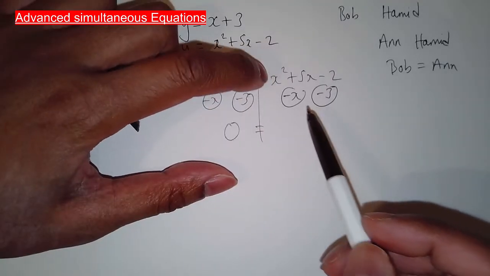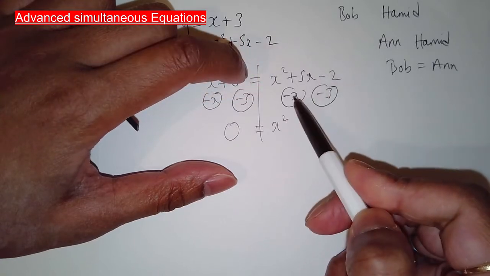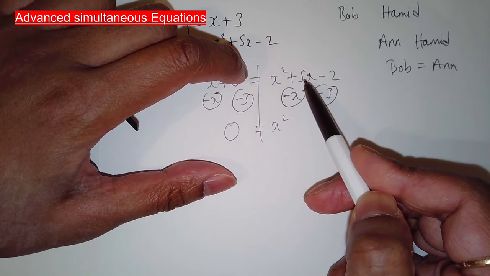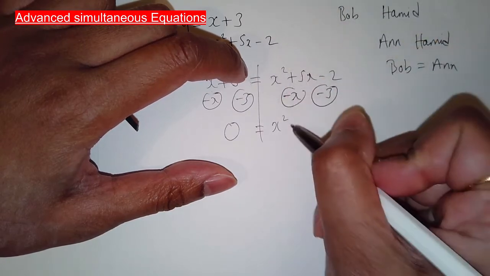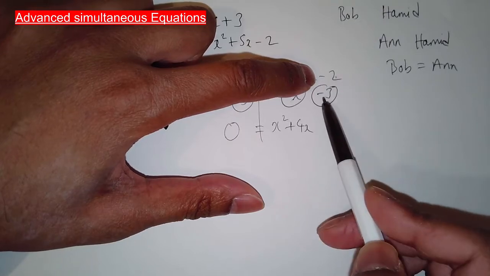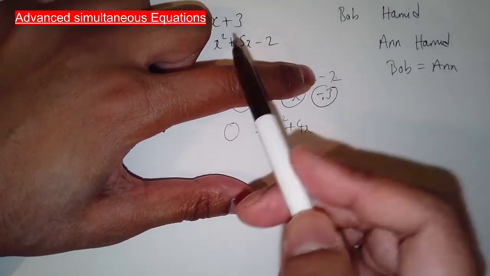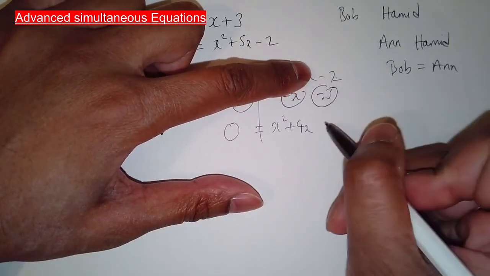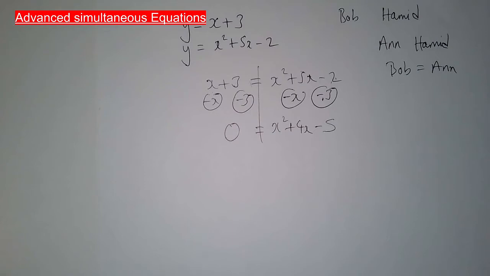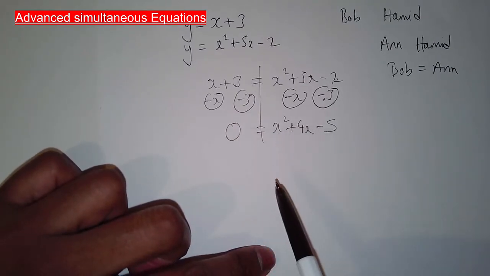Now group into families. You've got x squared by itself, and 5x take away 1x, that's the x family. Collecting like terms, 5x take away 1x is 4x. And minus 2 take away 3: minus 2 on the number line, and you take away 3, you go left, that's going to be minus 5. So now you need to solve this quadratic equation.